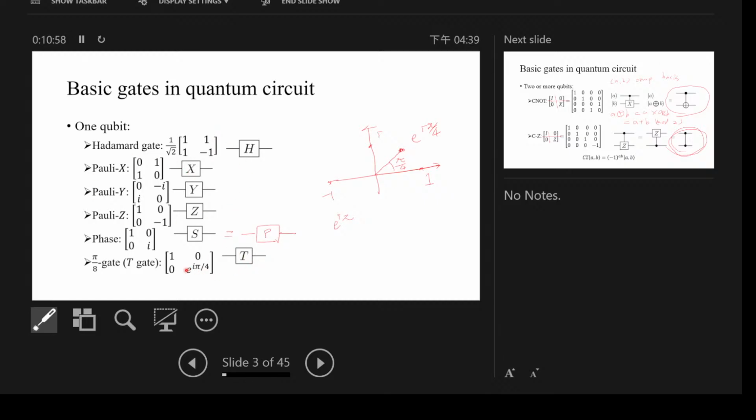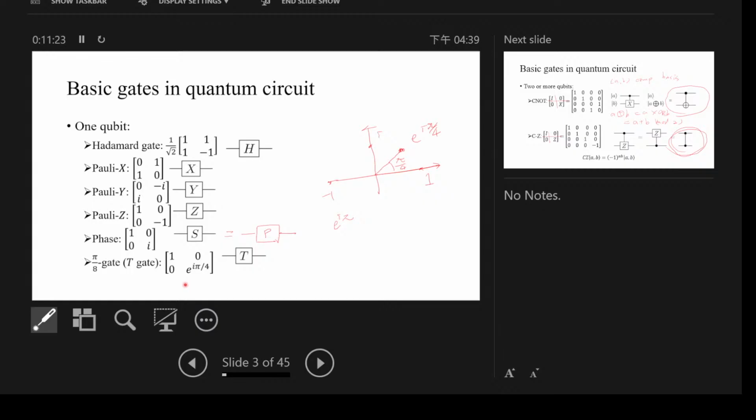A lot of things we'll talk about T gate. And also it has a funny name. So you see you have e to the i pi over 4 here, but it's actually called a pi over 8 gate instead of a pi over 4 gate. And this reason will be clear later. Okay, so this pi over 8 actually makes sense. Okay, because yeah, hopefully we'll get there today.